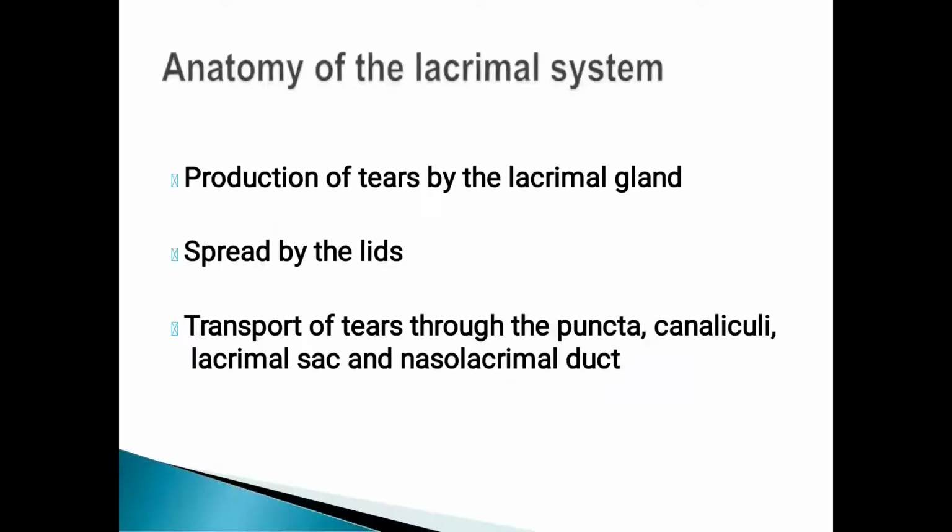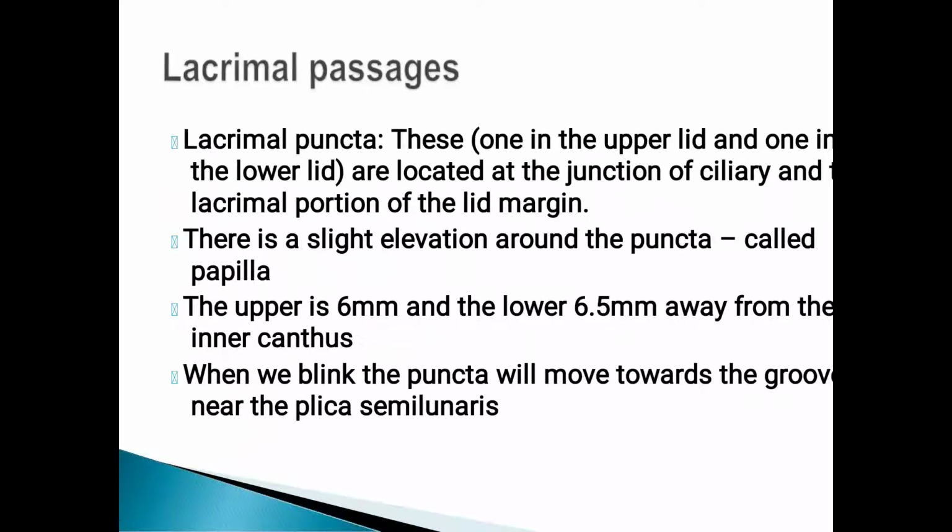So let us summarize the anatomy of the lacrimal system. The tears are produced by lacrimal glands, then they are spread by the lids, and the transport of tears is done through the puncta, canaliculus, lacrimal sac, and nasolacrimal duct. There are two puncta in one eye: one is situated in the upper eyelid and the other in the lower eyelid. They are situated at the junction of the ciliary and lacrimal portions of the lid margin, basically in the medial portion of the lid margin.